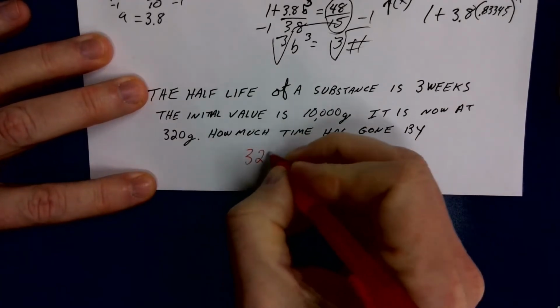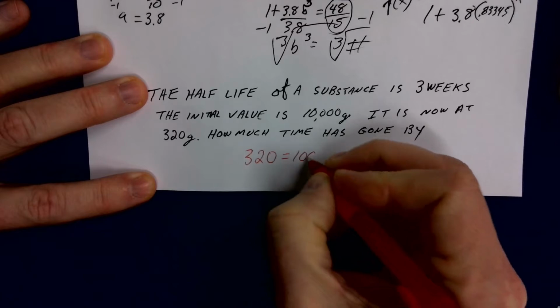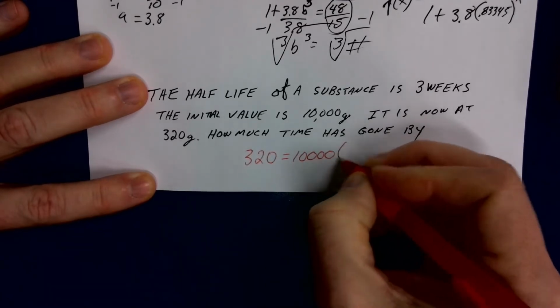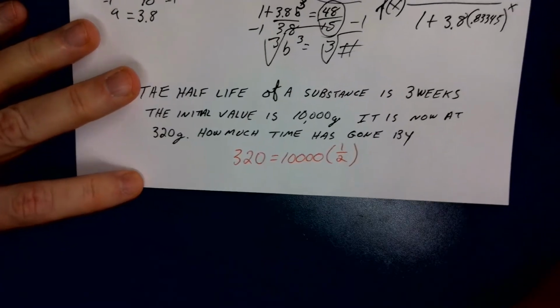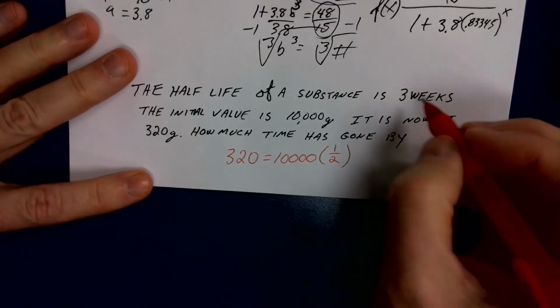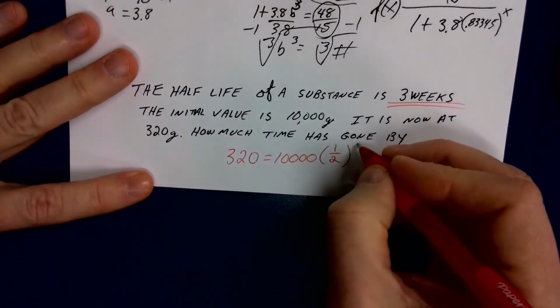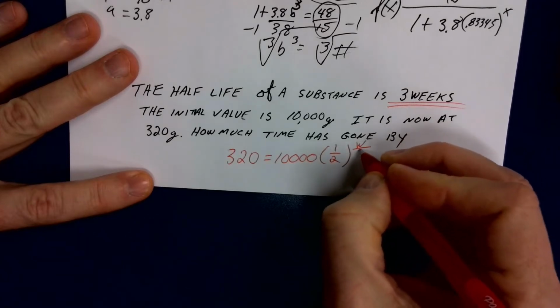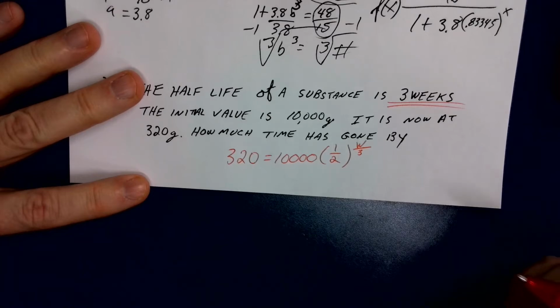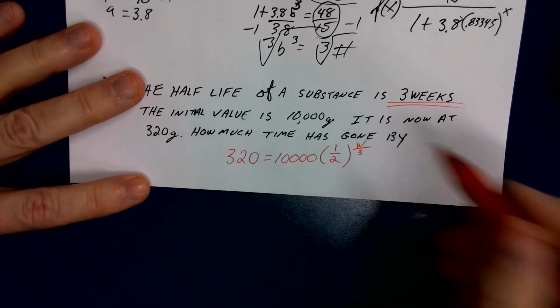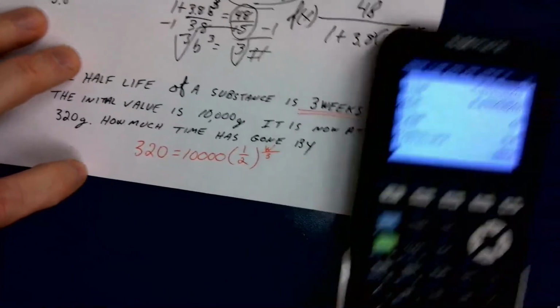So 320 equals 10,000. Half-life means that the rate is 1/2 or 0.5, right? And it says 3 weeks. So we're going to go weeks divided by 3, and we use that as an exponent. Awesome. So I'm going to solve this equation for weeks, and I'm going to go ahead and do this on my graphing calculator.